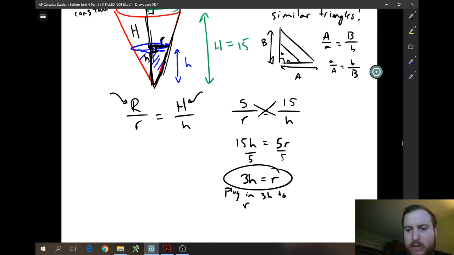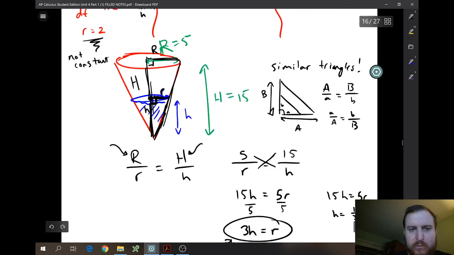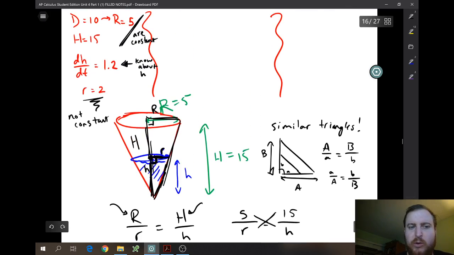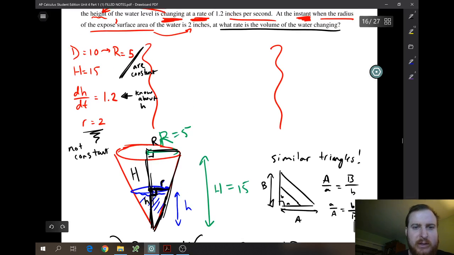Now, when we had 15h equals 5r, could we have divided by 15 and gotten 1/3 r and then plugged in for h? Absolutely, that works. The only problem with that is that we knew about h, and so that's going to help us. This one's actually tricky anyways because we don't know what the value of h is, so we'll kind of get there.